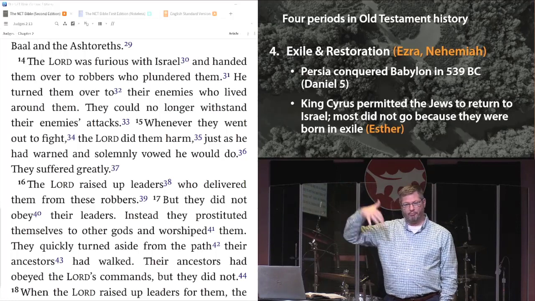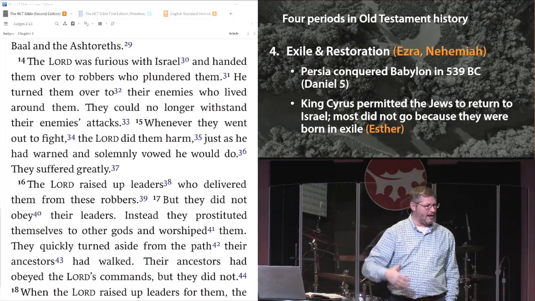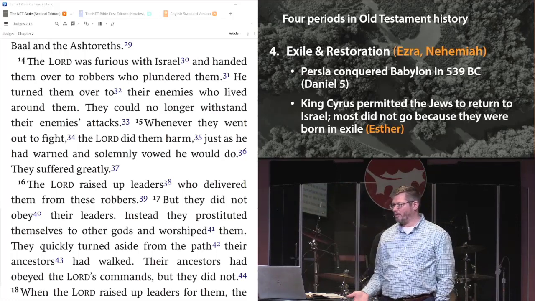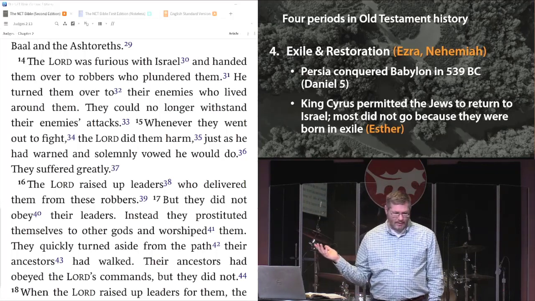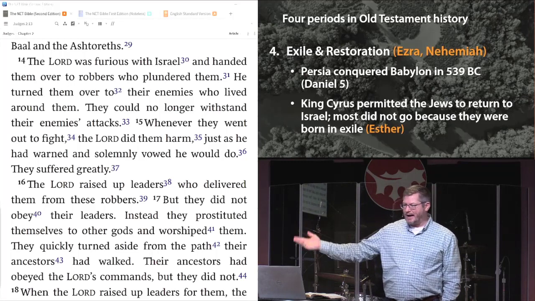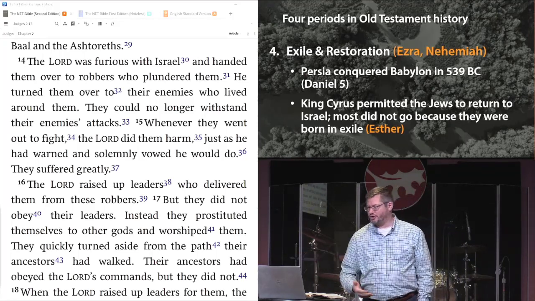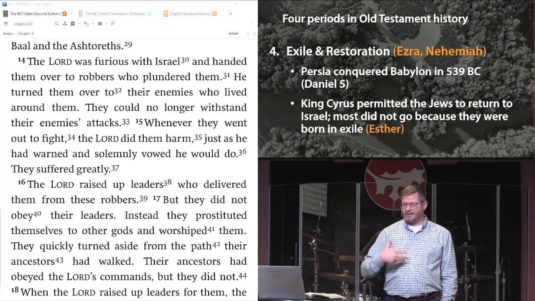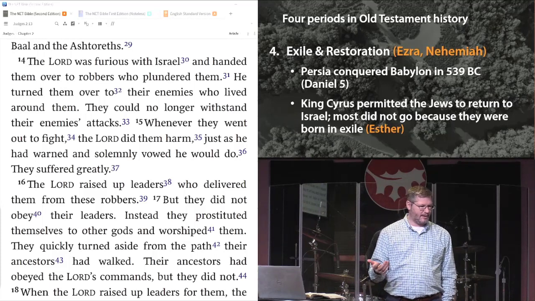People who were born in exile, they were born in Babylon, they were born in Assyria, they were born in Persia, why would they go back? They have no homeland there, as far as they were concerned. They didn't have any ties back. This is several generations now. They don't know what they were going to expect.